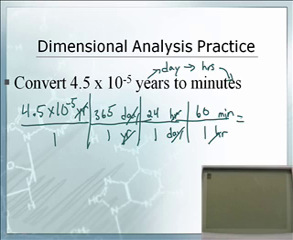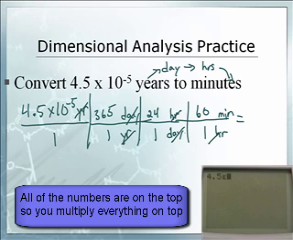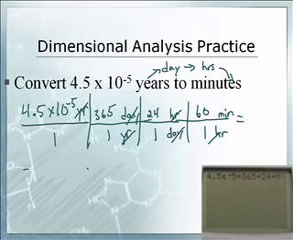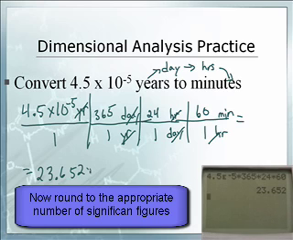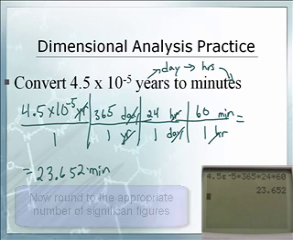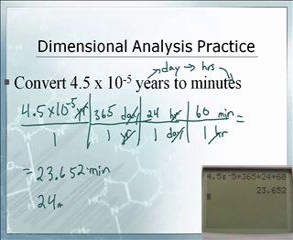So now, Mr. Sams is going to type it in. You got set up finally? I do. All right, what do we got? 4.5 second EE negative 5. Times 365. Times 24. Times 60. Times 60. And we don't have to do anything with ones. 23.652 is our calculator answer. So that'd be minutes. Now, is that the correct answer? No. We want 2 significant figures. So we're going to just call that 24 minutes.